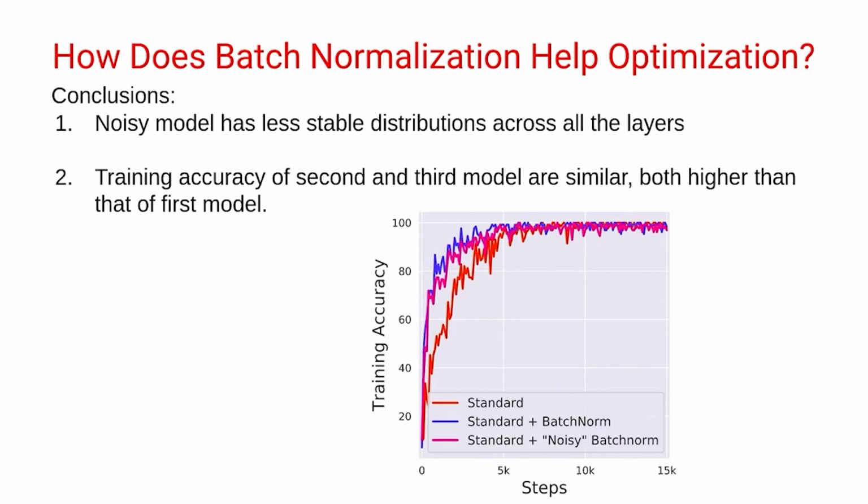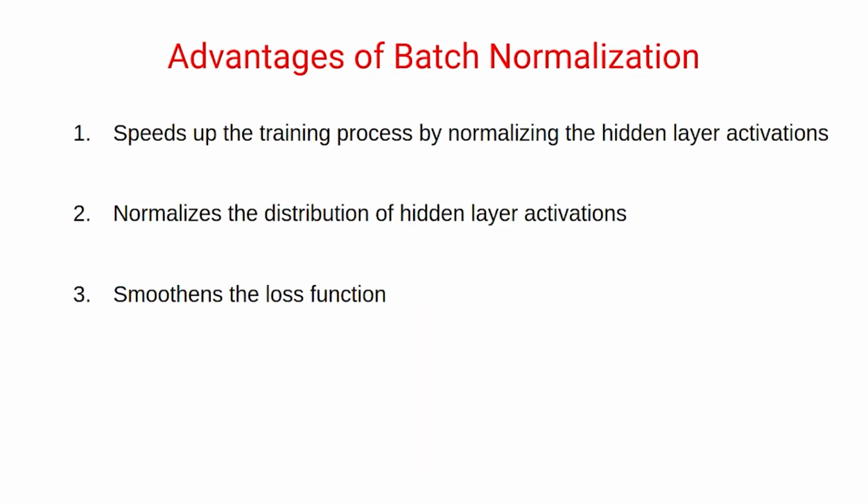So instead of solving the internal covariate shift problem, it smoothens the loss function which we use to optimize the parameters of the model and makes the training process faster. This is a topic with huge research interest and researchers are continuously researching around it.